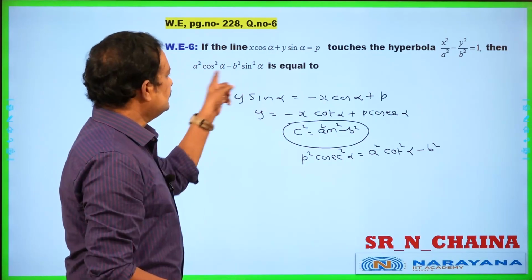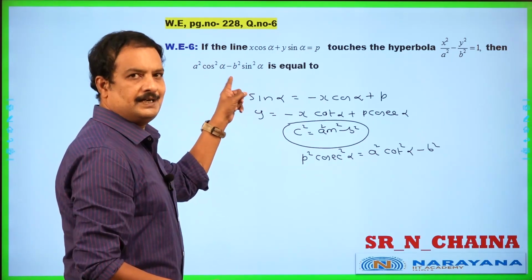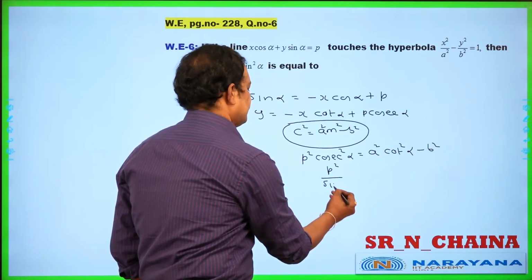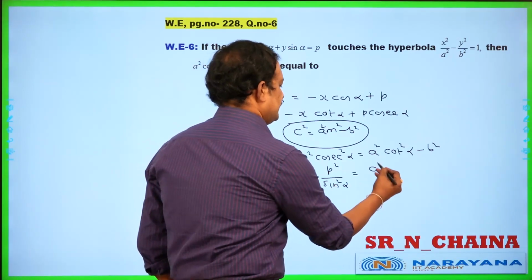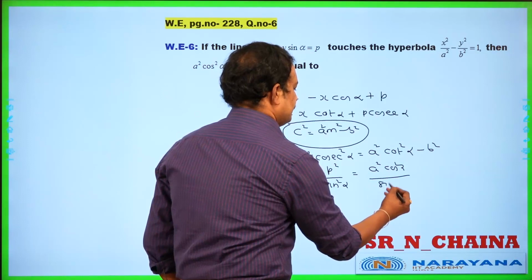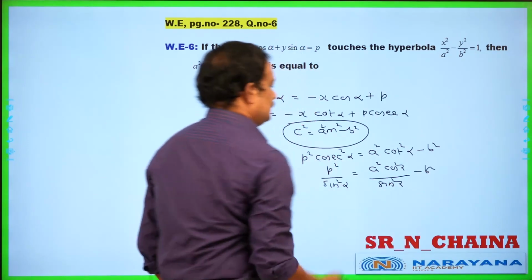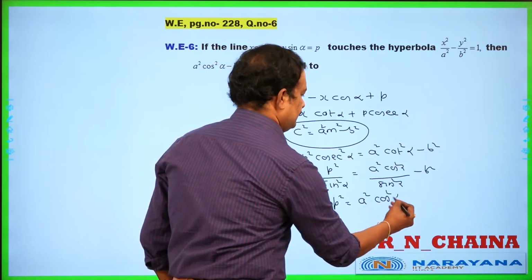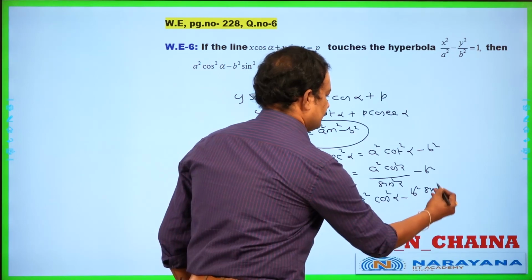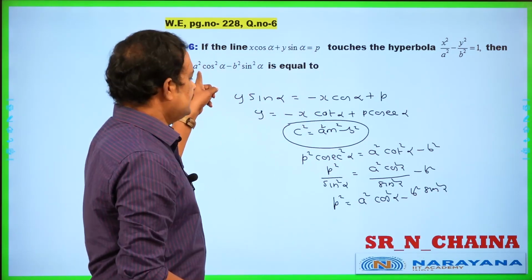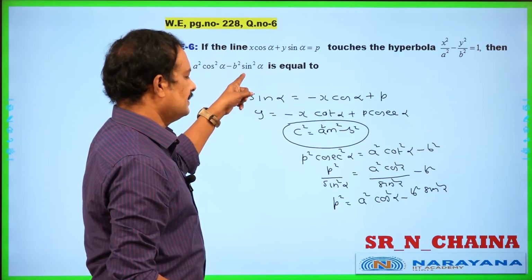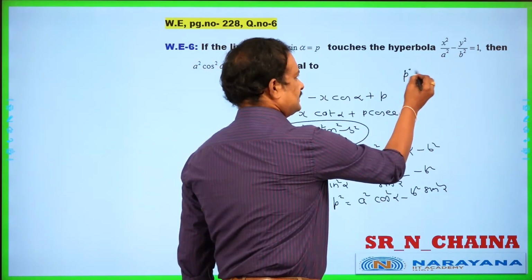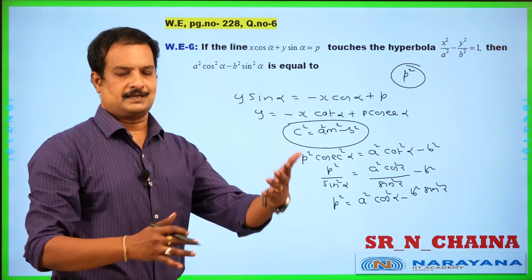According to this, it is in terms of the sine and the cos here. So let's write this in terms of sine and cos. You can write this as p square by sine square alpha equal to a square cos square alpha by sine square alpha minus b square. When you simplify this, p square is equal to a square cos square alpha minus b square sine square alpha. So the requirement, a square cos square alpha minus b square sine square alpha, is nothing but p square. That is the answer for this one, we have just applied the condition of tangency.